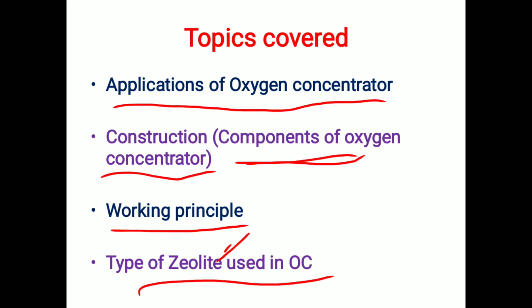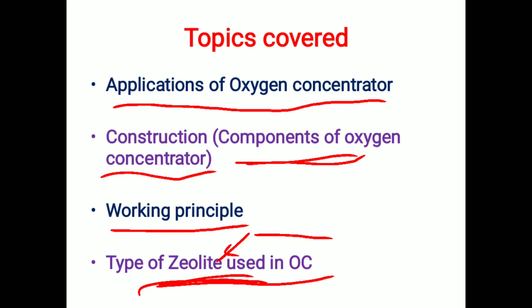Zeolite is a material which adsorbs nitrogen from the air and separates oxygen. Okay, this zeolite adsorbs nitrogen from the air and separates oxygen. So this is used as a sieve. A sieve is used for separating two things from a mixture. So in the same way this zeolite is working, and it is also called a molecular sieve.